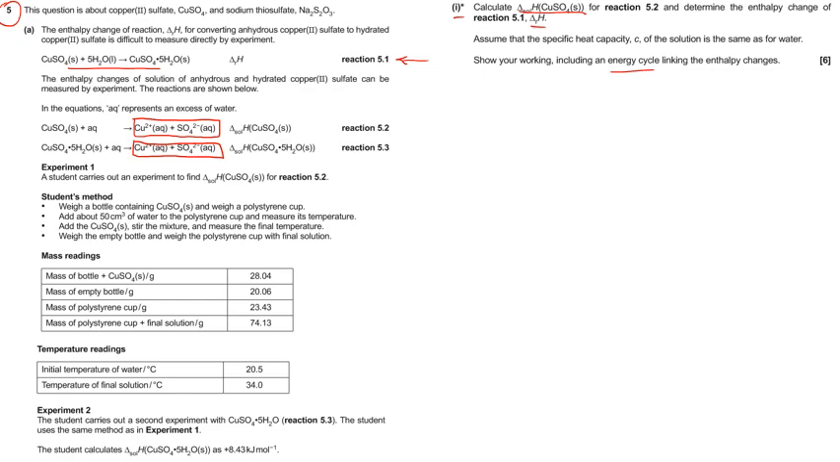So let's draw it out then. So we've got copper sulfate anhydrous, right? We're going to add a load of water to it, or just enough water to it to make hydrated copper sulfate, the blue crystals that we're familiar with.